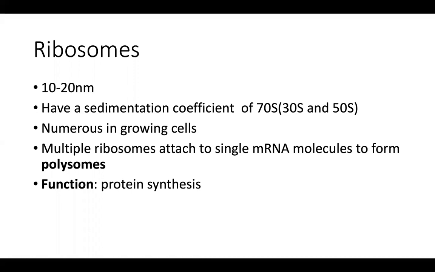Then we have the ribosomes. We already know about the ribosomes from physiology. So these ones are smaller, 10 to 20 nanometers, and they have a sedimentation coefficient of 70S. Remember from eukaryotes, of which human cells are, they have a sedimentation coefficient of 80S. Now the bacterial ribosomes have two subunits, the 30S and the 50S subunits. Of course, they're numerous in growing cells because they are for protein synthesis. And sometimes you may be able to see polysomes, which are multiple ribosomes attached to single messenger RNA molecules during vigorous protein synthesis.